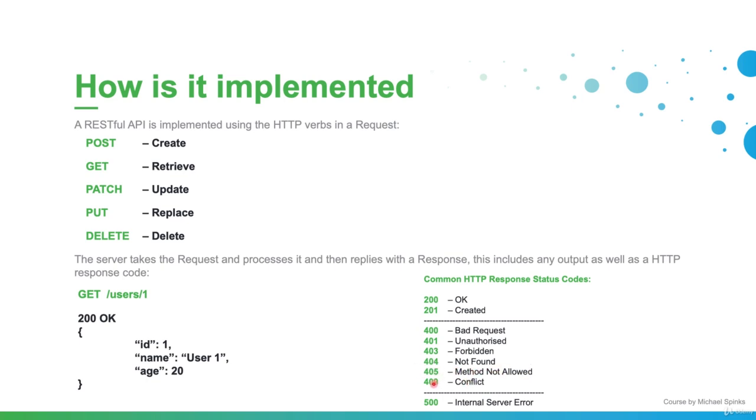A conflict, a 409 error, is if you try and create a duplicate. So say you create a user that has a duplicate username, for example. That should return a 409 conflict error. A 500 error is usually where the processing on the server has failed. And usually what will happen is you'll get a 500 error with a generic response, or depending how you code this, it might actually respond with an appropriate error message.